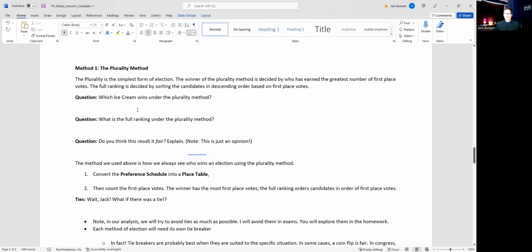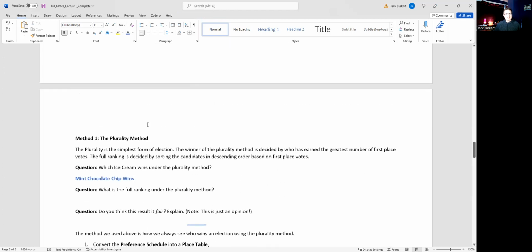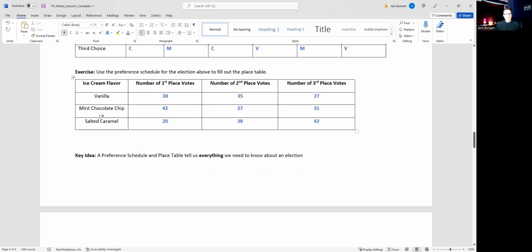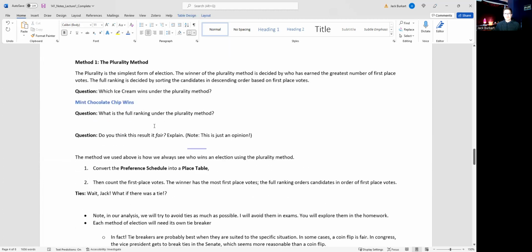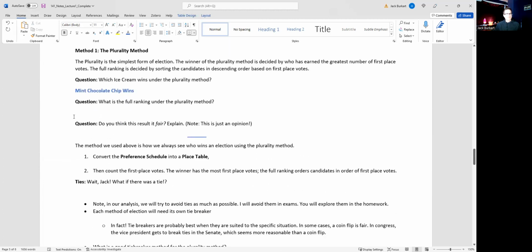All right, so hopefully you are all able to figure this one out. The plurality method is pretty familiar. So which ice cream wins under the plurality method? Well, this is very easy. It's mint chocolate chip. And the way that I calculated that was I just went to my place table right here. I looked at who got the most number of first place votes, mint chocolate chip with 42. So under the plurality method of an election, they would be listed as a winner.